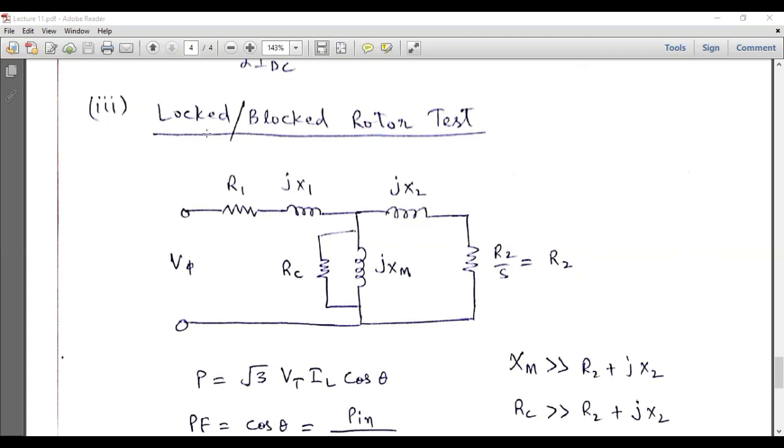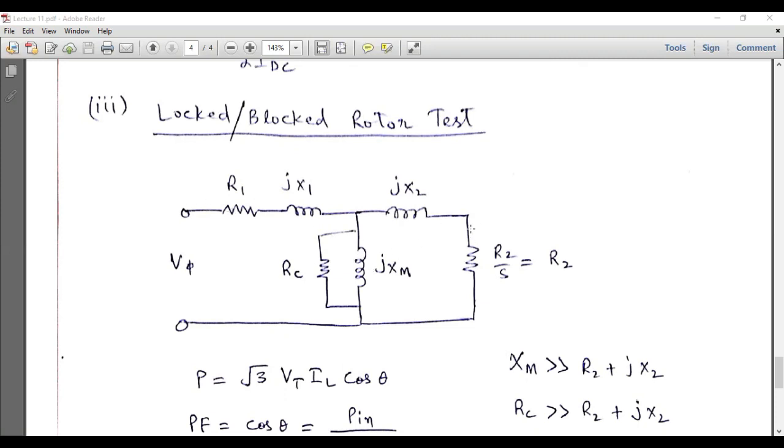So this test should be performed in a very controlled manner, and there should be an ammeter in series with the stator winding, which is giving the current which is drawn by the motor, and that current should be smaller than the rated current.